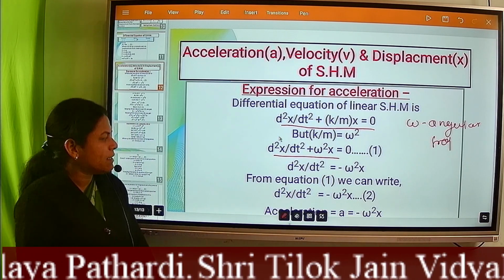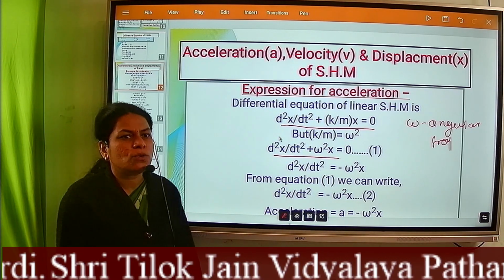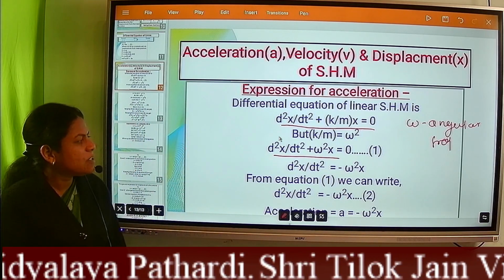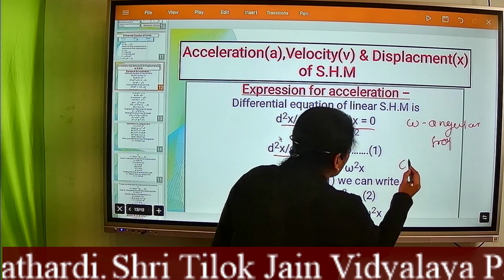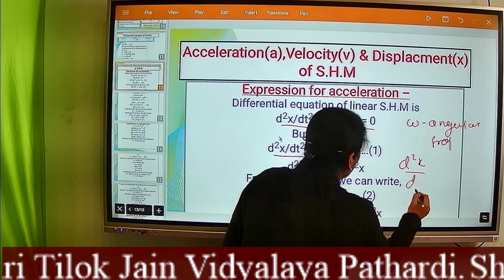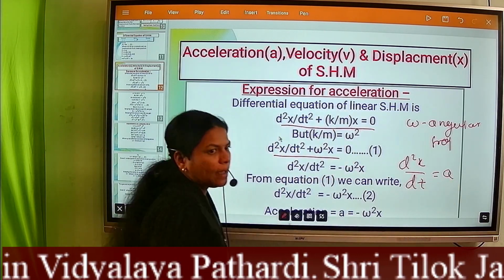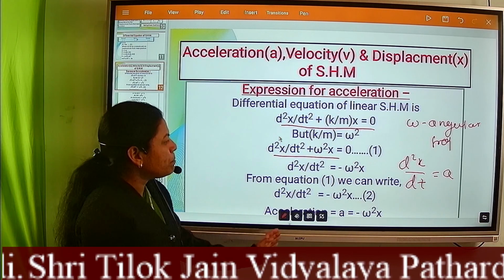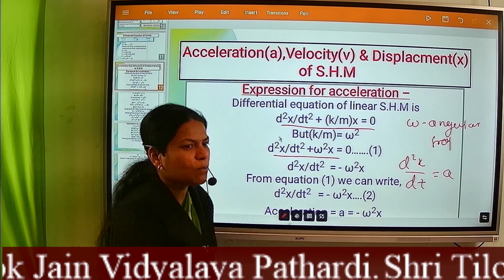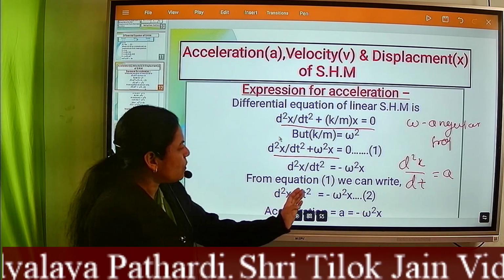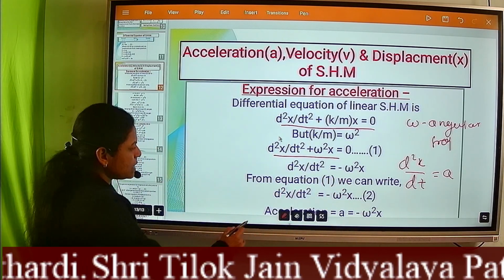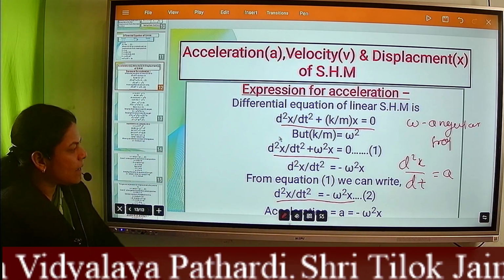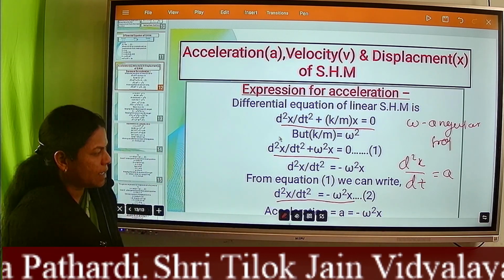But we know that a is equal to d square x by dt square. What is a? A is the acceleration of a particle performing the linear simple harmonic motion. Now from equation 1 we can write d square x by dt square is equal to minus omega square x, and say this is equation number 2.